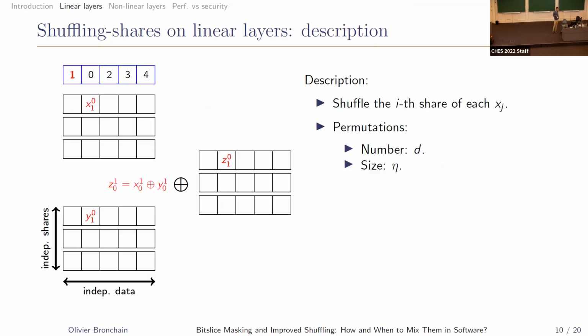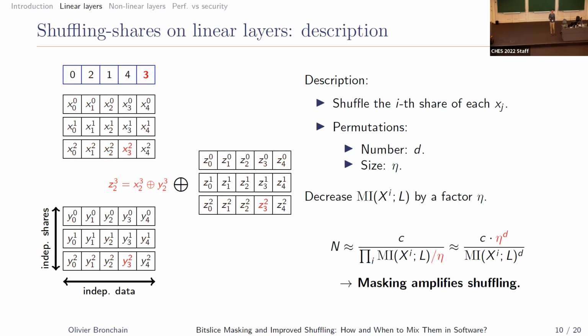So it's not really satisfying, and we look for another option. The other option is what we call shuffling the shares. Here we process the first share of all the independent data, then we jump to the second share, we process all of them, and then to the next share, and so on. As soon as you process a new share, you generate a new permutation. So here's an example. I have a permutation, and I process the first shares accordingly. Then I jump to the second share, I process them according to a new permutation, and then to the next one.